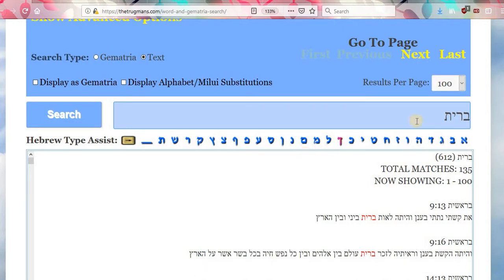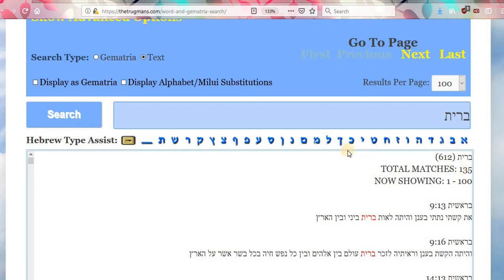So let's begin. Here we have the word in Hebrew for covenant. And in gematria, which just means that all of these Hebrew letters have number values attached to them, if you combine all the letters, the value of the word is 612. So covenant has a value of 612.